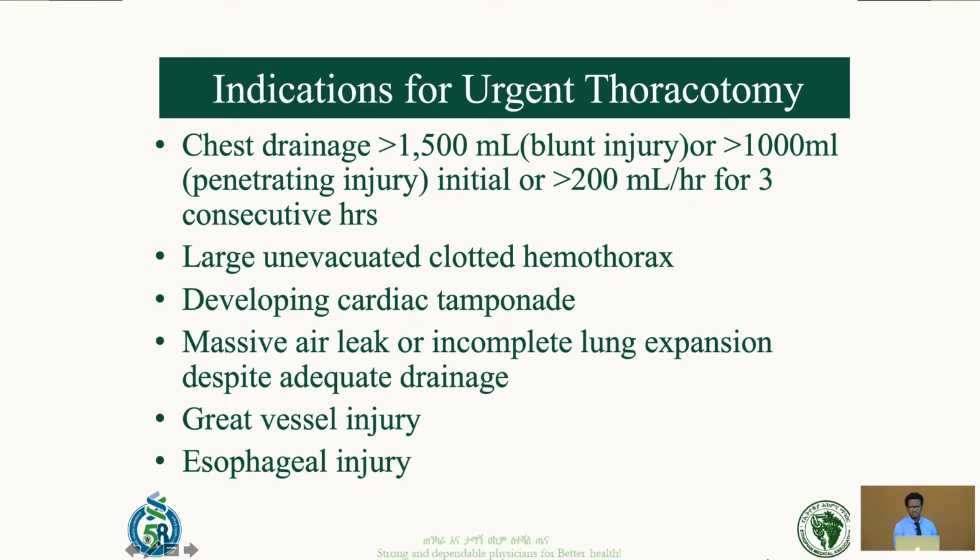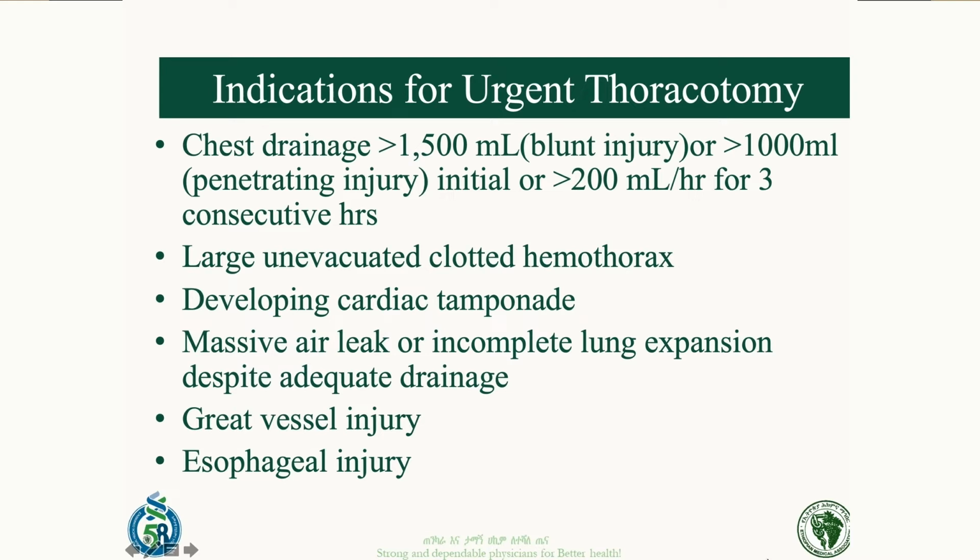But some indications may be modified. For instance, chest drainage which is greater than 1500 ml during blunt injury, or 1000 ml during penetrating injury, or if the patient has drainage of 200 ml over 1 hour for 3 consecutive hours, may be an indication for urgent thoracotomy. But if the patient comes late and has drainage of more than 1500 ml and subsequently decreasing in the amount of the output, may be managed conservatively, so that it's not a clear-cut indication to have thoracotomy.